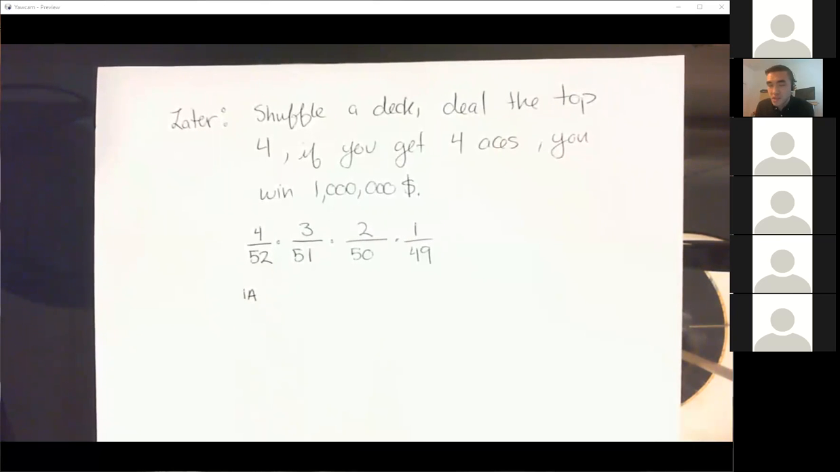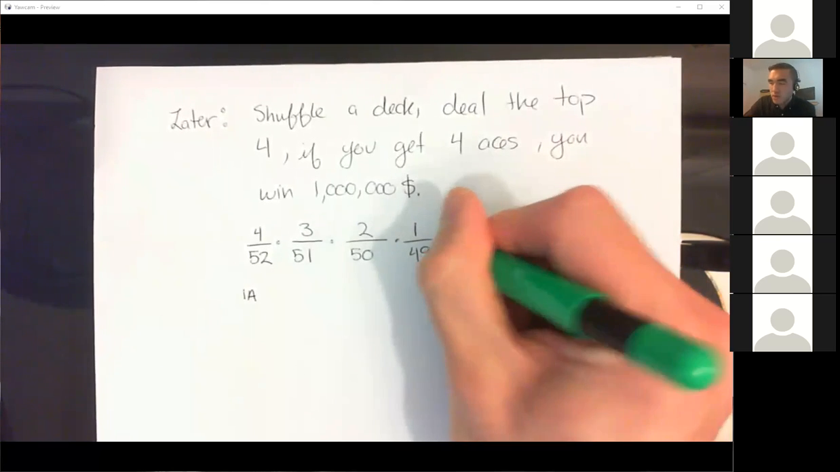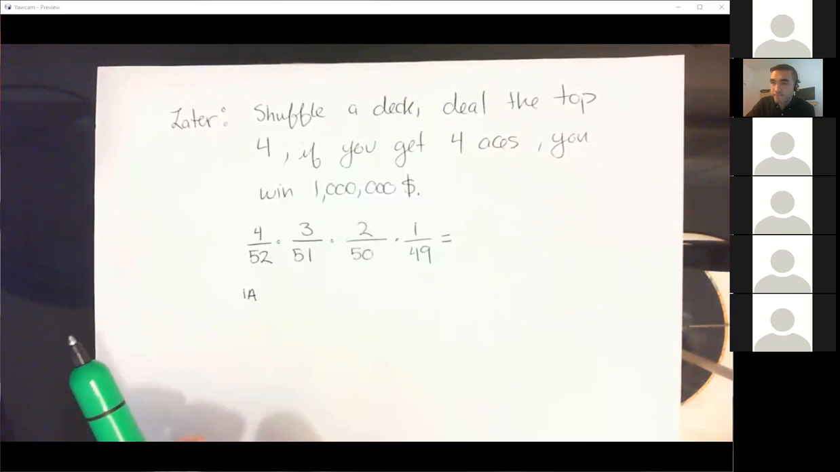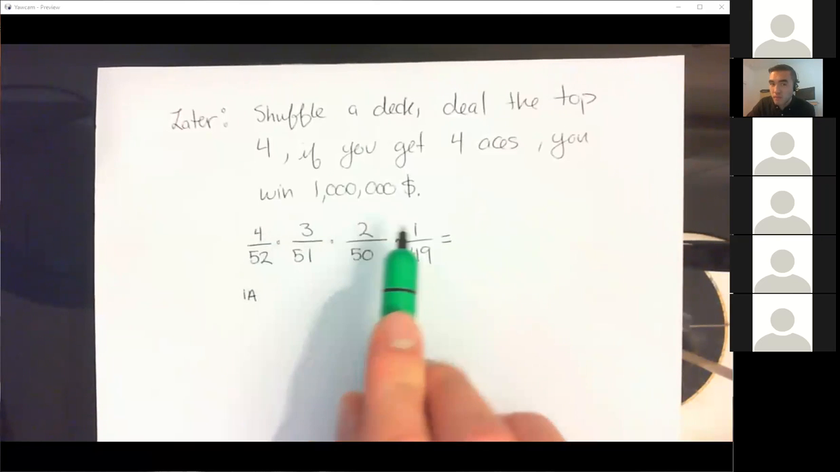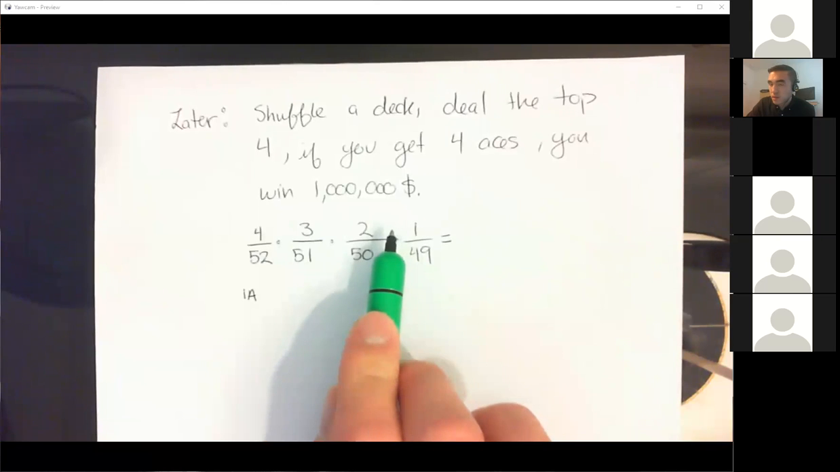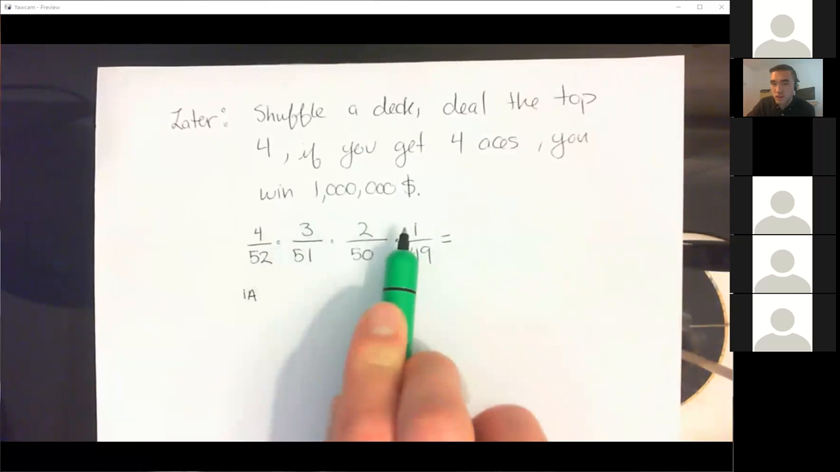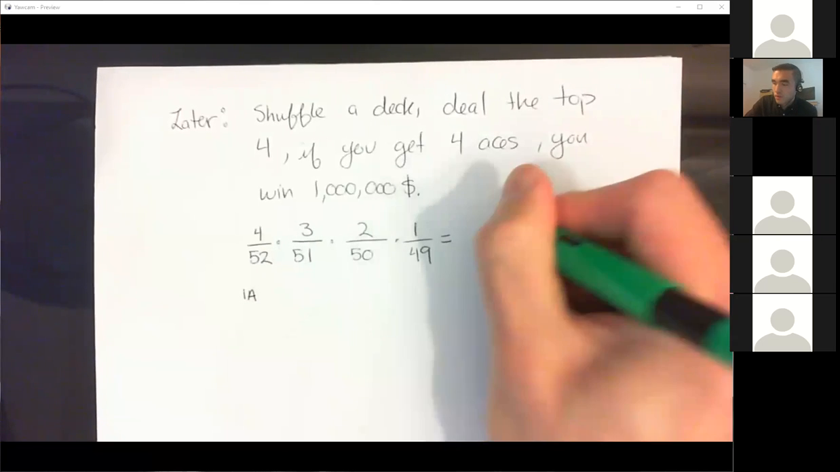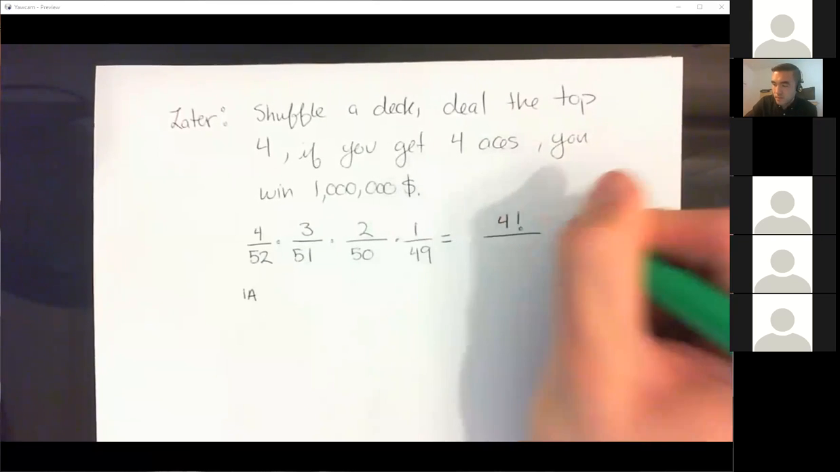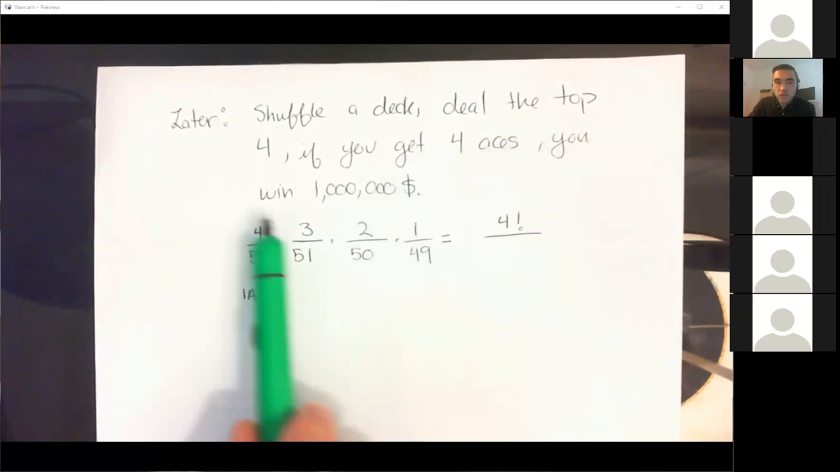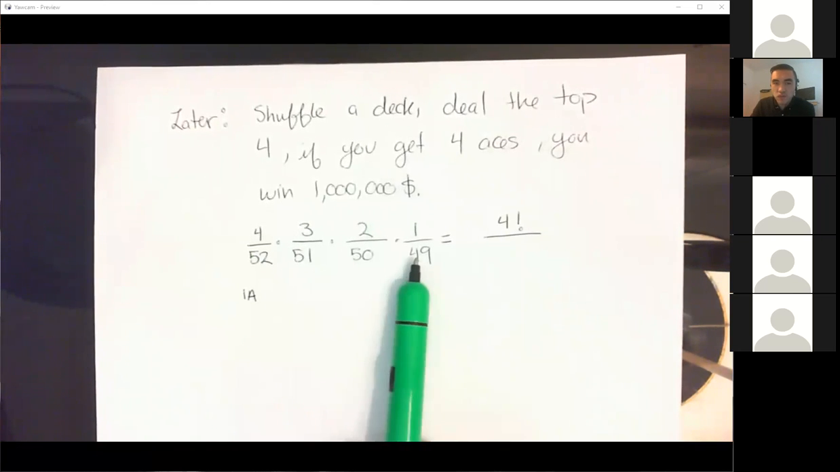And so if you want to calculate the probability here, that numerator is what? 4 times 3 times 2 times 1. We just learned a new way to write 4 times 3 times 2 times 1. 4 factorial. Very good. Yeah, that numerator is 4 factorial. And the bottom is 52 times 51 times 50 times 49.